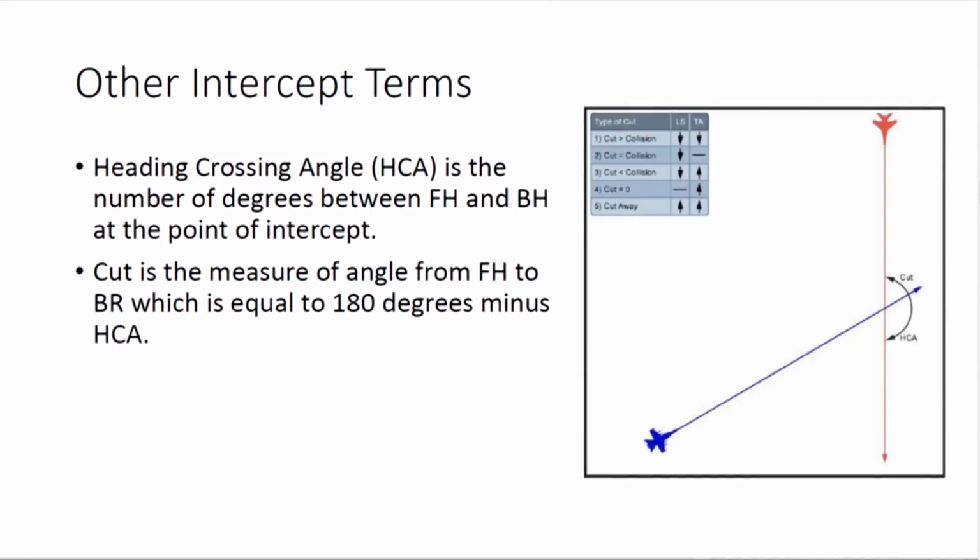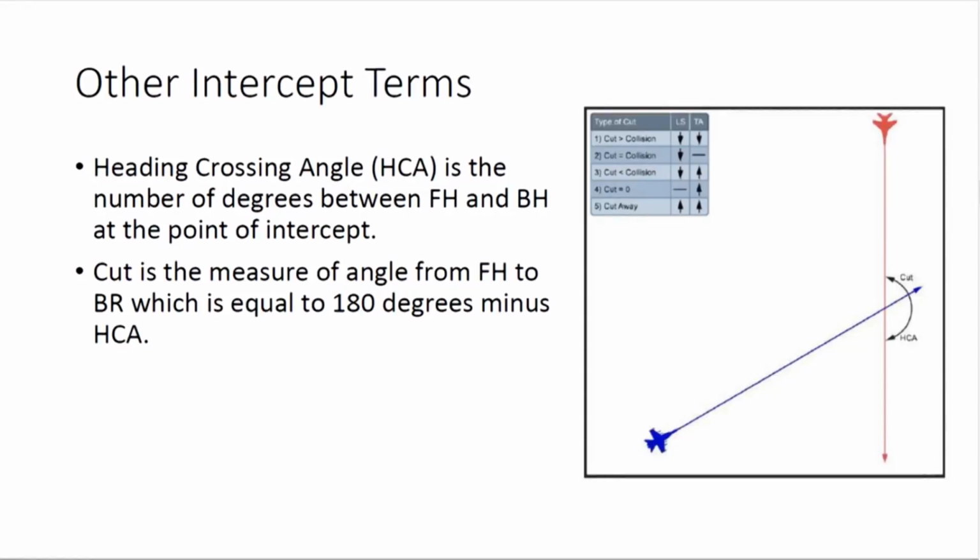So now let's talk about two other terms used in intercept geometry, which are heading crossing angle and cut. Heading crossing angle is the number of degrees between the fighter heading and the bandit heading, right? So it's essentially the angle that the bandit is coming across your point of view. Cut is the angle from the fighter heading to the bandit reciprocal, which is 180 degrees minus your heading crossing angle. So as we can see from this diagram, cut and heading crossing angle really determine what lateral separation and target aspect are going to be doing.